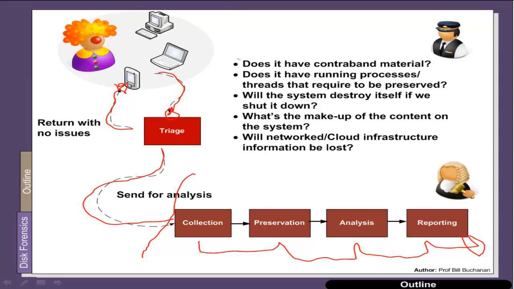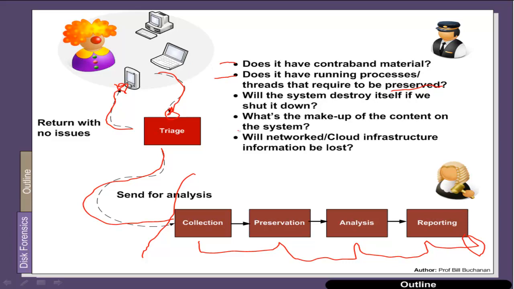So some of the things that we might ask: is there contraband material on it? Does it have any running processes and threads that need to be preserved? Will the system destroy itself if we shut it down? Some things like mobile phones can actually destroy the data once we shut them down and bring them back again, especially if they require a password, as the disk systems can be protected in that way.